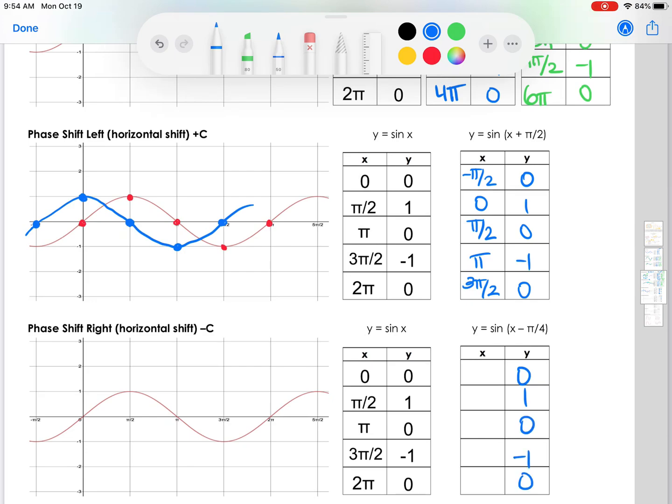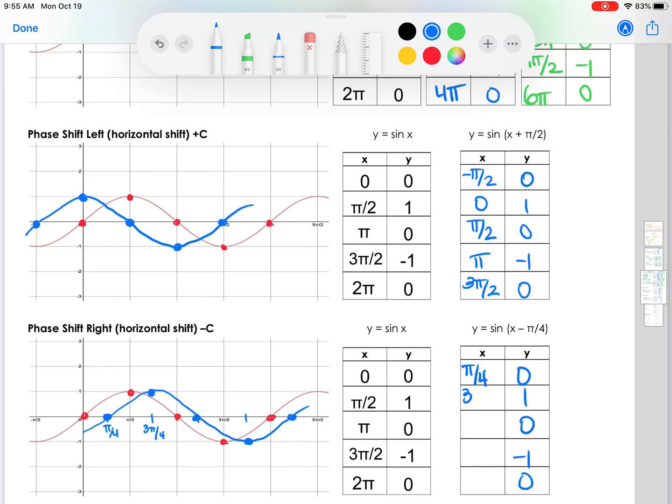All right, same concept, but this time we're subtracting. So we still have 0, 1, 0, -1, 0. But this time what we're doing is moving to the right pi over 4 spaces. So let's just tick off those over 4s. Right, this would be pi over 4. This would be 3 pi over 4. So we're moving to the right pi over 4. So this point that I have here at 0 is going to move to the right pi over 4 spaces. The pi over 2 is going to move over pi over 4, pi over 4, pi over 4, and pi over 4. So everything's just shifted over to the side, pi over 4 spaces.